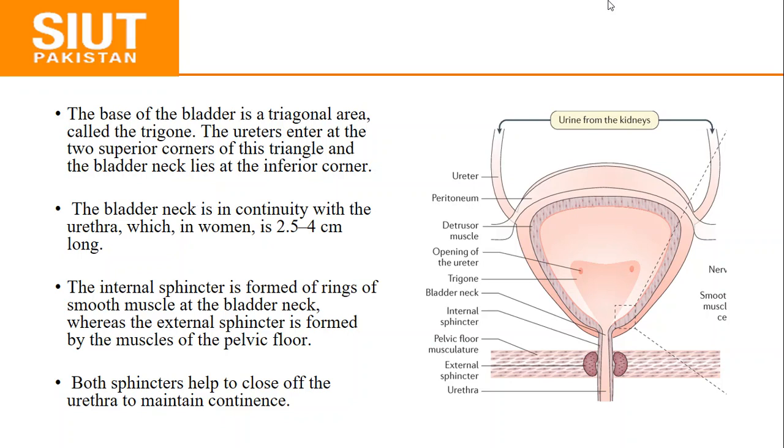The urethra is supported by 2 sphincters. The internal sphincter is formed by rings of smooth muscle at the bladder neck, whereas the external sphincter is formed by the muscles of the pelvic floor. Both sphincters help to close off the urethra and maintain continence.